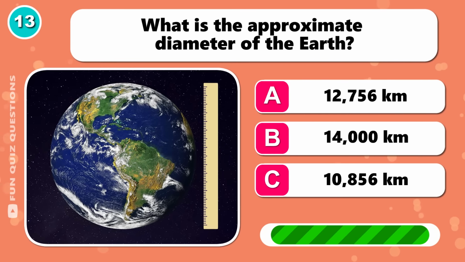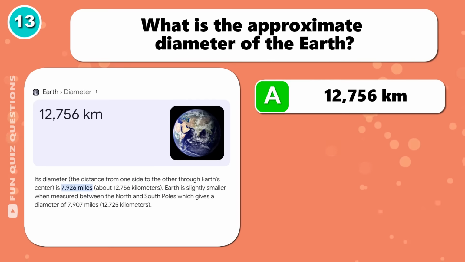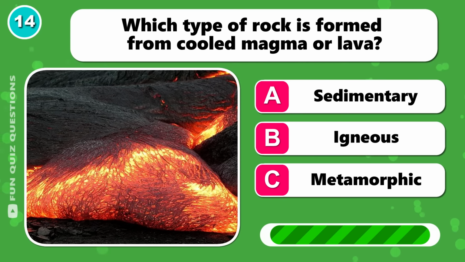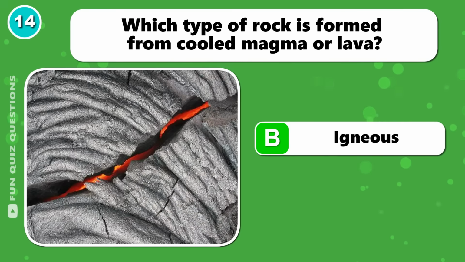What is the approximate diameter of the Earth? It's A, 12,756 kilometers. Which type of rock is formed from cooled magma or lava? That's correct, it's B, igneous.